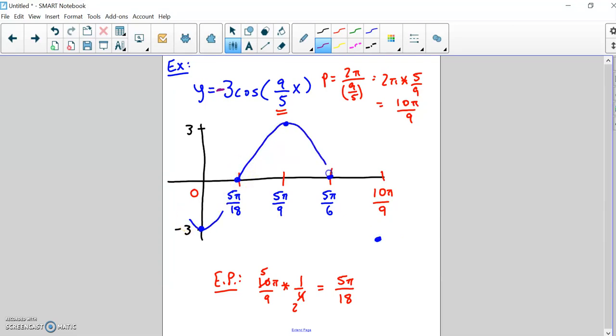Alright, and remember, we're always going to put arrows on the end to denote that this graph goes on and on forever and ever. Okay? Alright, there's sine and cosine.